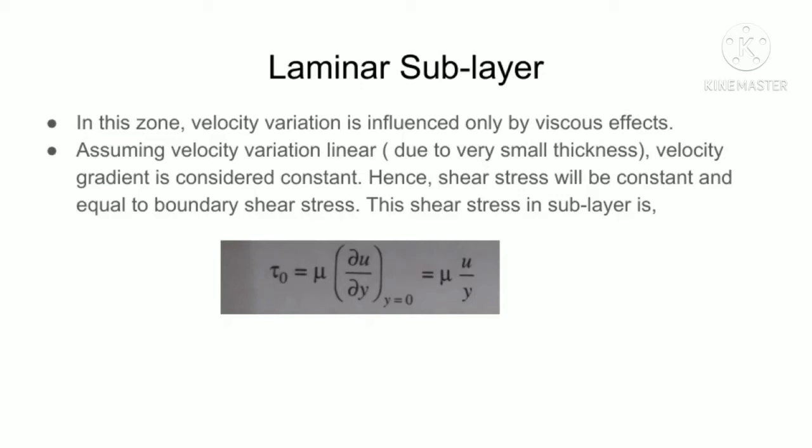Shear stress would be constant and equal to boundary shear stress. Thus, the shear stress in the sublayer is tau 0 equal to mu into ∂u/∂y at y equal to 0, which is equal to mu into u by y, since for linear variation ∂u/∂y equal to u divided by y.